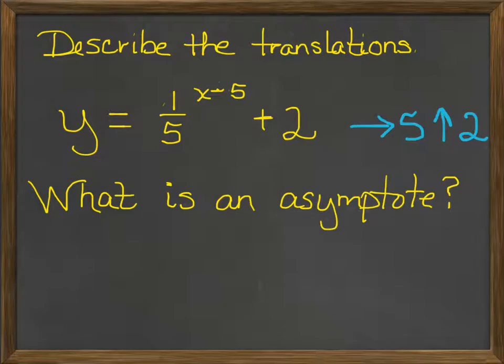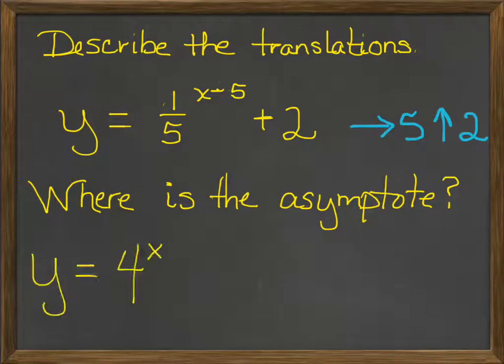What is an asymptote? Well, an asymptote is a horizontal line that the graph approaches but never touches. Where's the asymptote here? The answer is y equals 0. Since there is no vertical lift or drop. It's the x-axis, which is y equals 0. And you do have to precede your answer with the y equals, since an asymptote is a line.